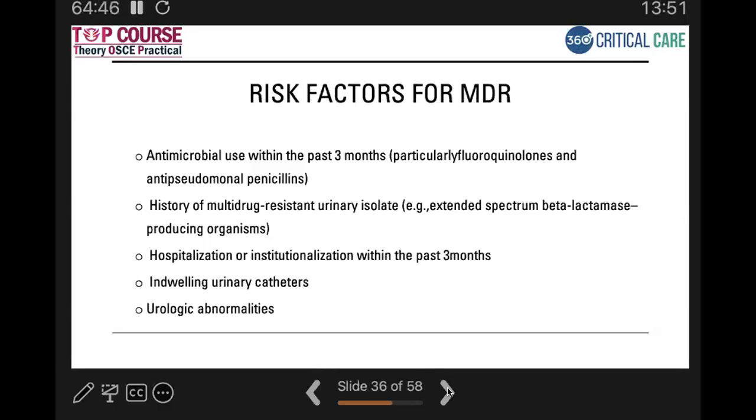That is why, when you see an MDR organism or such a complicated UTI, always look at the underlying factors which you could treat, so that they don't come back with the same urosepsis and die because the organisms are MDR and the normal antibiotics are not working.